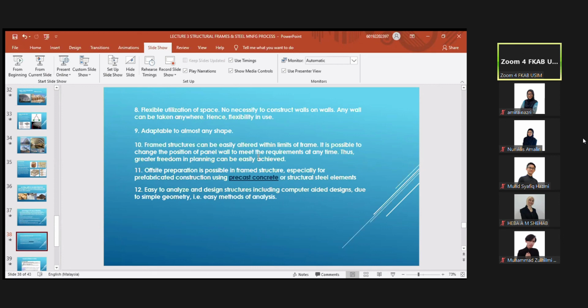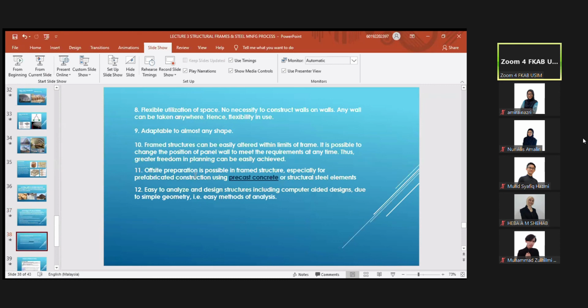It is possible to change the position of the panel wall to meet any requirement at any time. Thus, greater freedom in planning can be achieved easily. Again, this is only the internal panel wall, not the frame itself, not the structure itself. That's why you cannot touch it. When you take out the structure, the building becomes unstable.